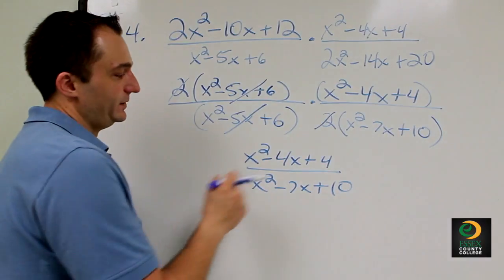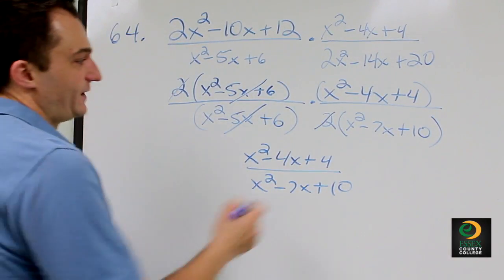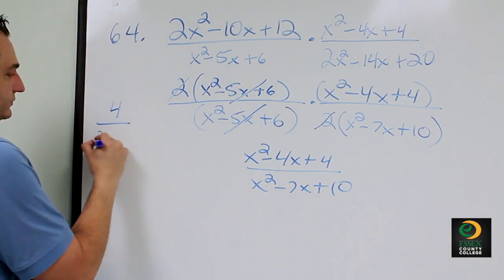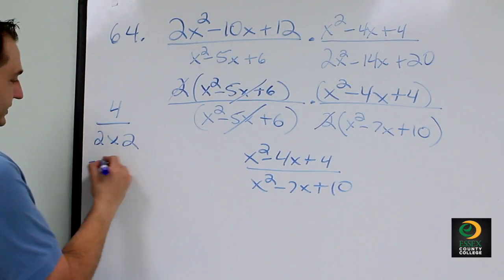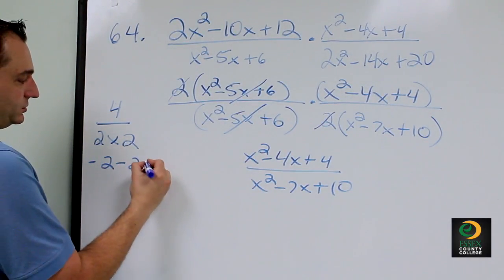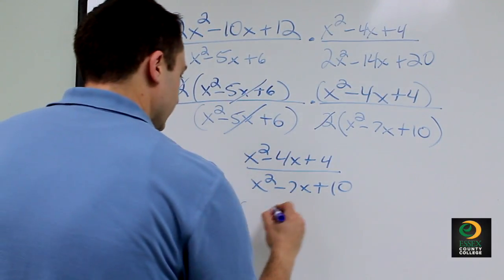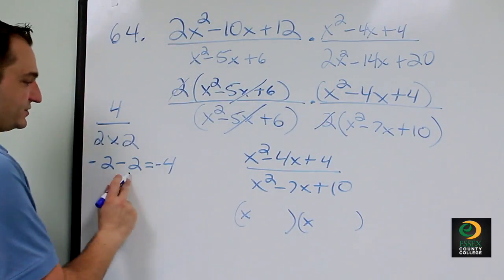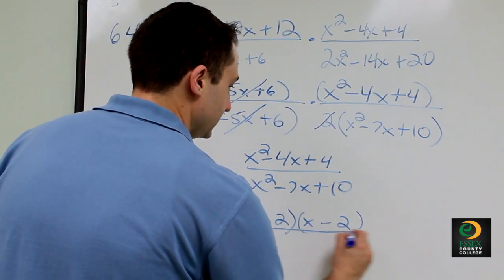Now our next step would be to try and factor both of these individually. So what are factors of 4 that add or subtract to 4? 2 times 2. And we're going to use a negative 2 minus 2, and that would give us our negative 4. So we're going to put our 2 parentheses, x and x, and we're going to use negative 2 and negative 2, over.